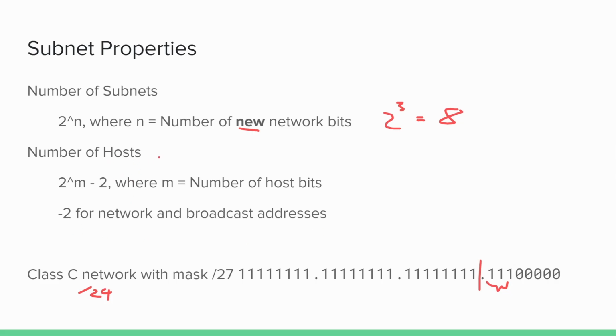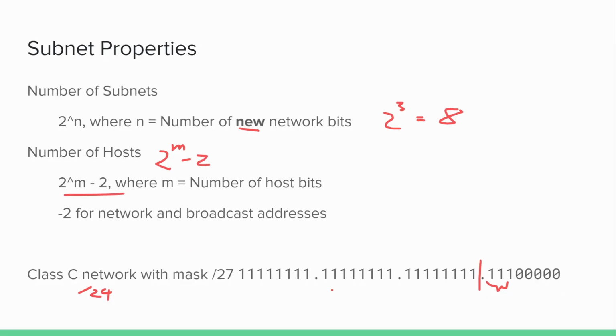The number of addresses in the subnet would be 2 to the m, right? But because we already have 2 addresses reserved, one for the network address and the other for the broadcast address, we need to subtract 2 from this number to get to this equation right here.